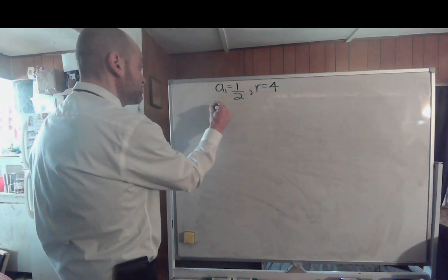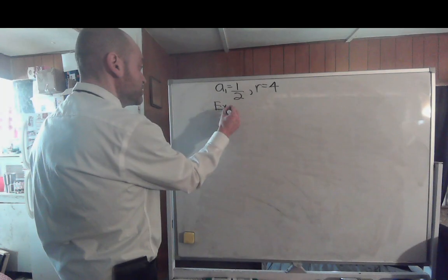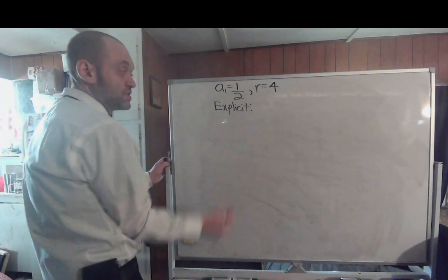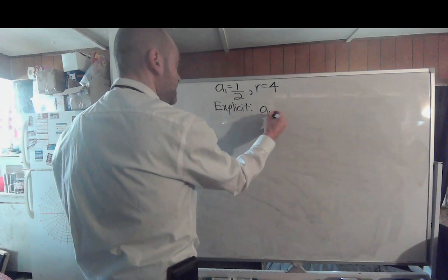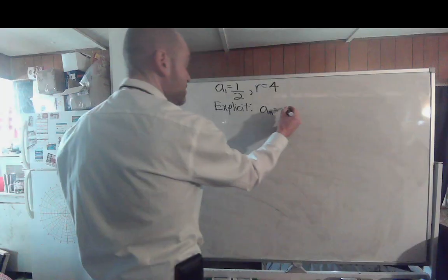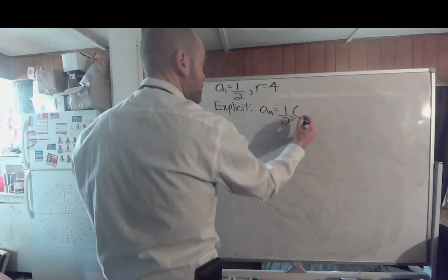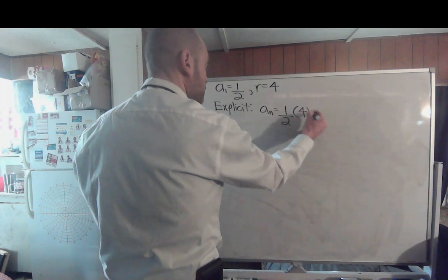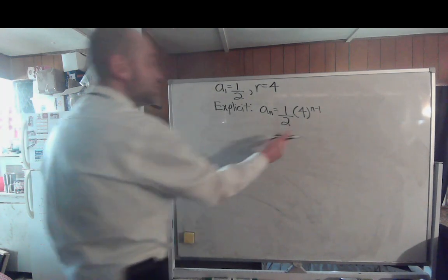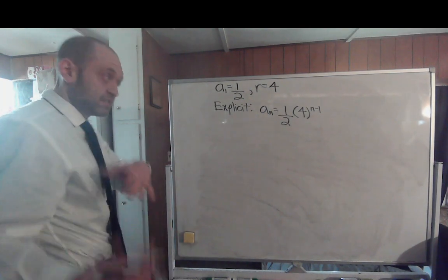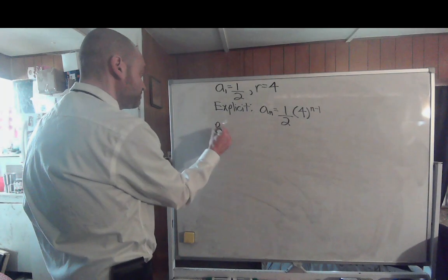So for the explicit formula of this geometric sequence, let's find that. Well, that is always going to be a sub n equals your a sub 1, which in this case is 1/2, times your common ratio of r, which in this case is 4 to the n minus 1. So there's your explicit formula for this sequence. Let's find a recursive.